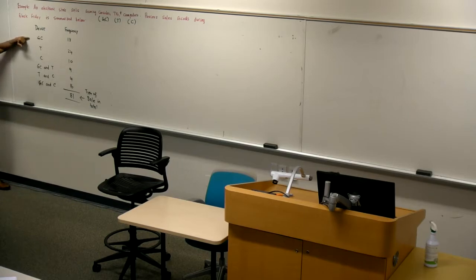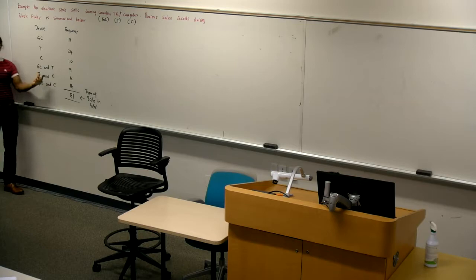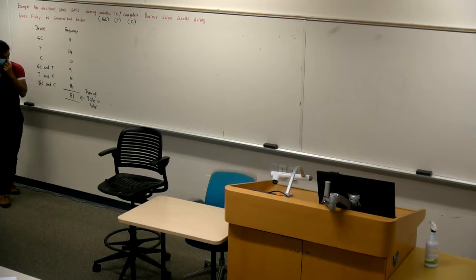The total number here would indicate the type of sale. So this would mean they sold only a gaming console. A person bought only a television, only a computer. A person bought both console and television. A person bought both television and computer. A person bought both console and computer. Does that make sense?